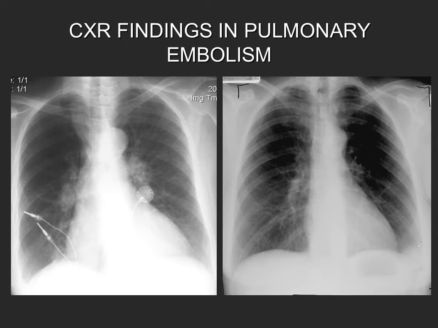Here are chest x-rays of patients suspected of having pulmonary embolism. Can you list the findings? The patient on the left demonstrates cardiomegaly, an enlarged right pulmonary artery, and increased lucency of the right upper lobe. This is a classic depiction of Westermarck's sign of oligemia.